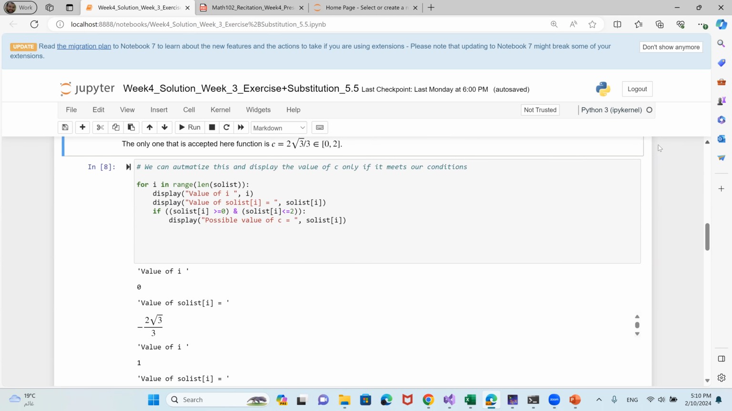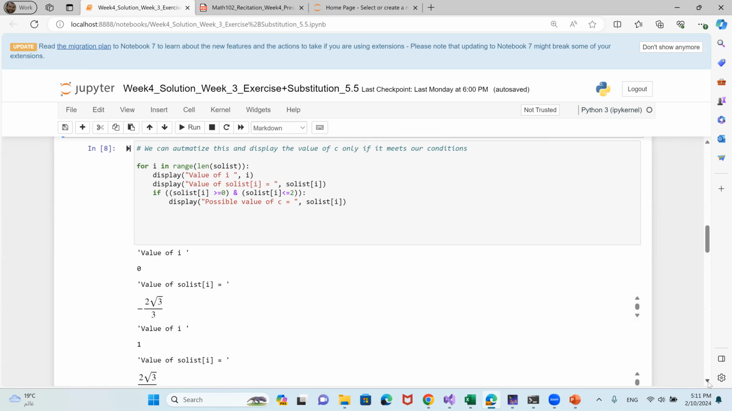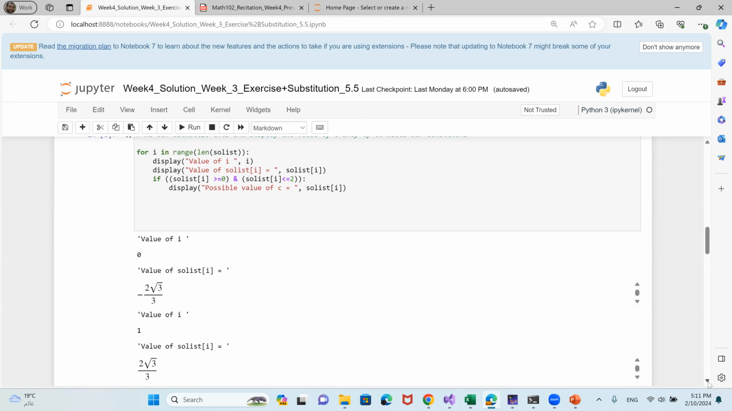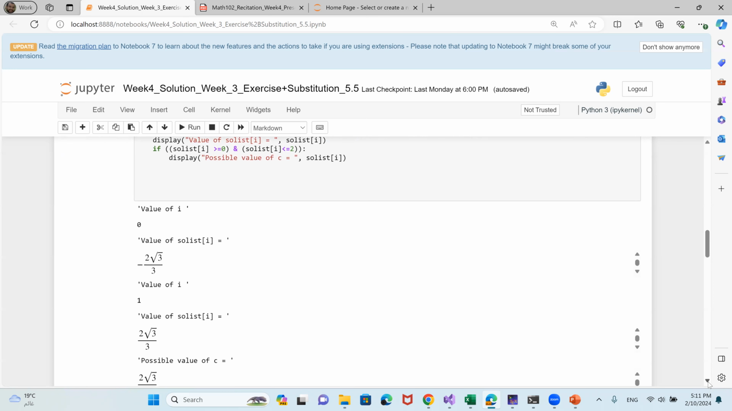And i is displayed, so we can know which item we are reading, and we'll display the value of sol at i. We added some indication, and if sol of i is greater than 0 and less than 2, we'll display it. The value displayed for the first one is minus 2 square root of 3 over 3, and it is rejected. And the second one, when i equals 1, we display 2 square root of 3 over 3. Why did I do this?